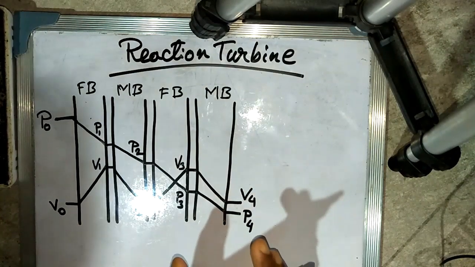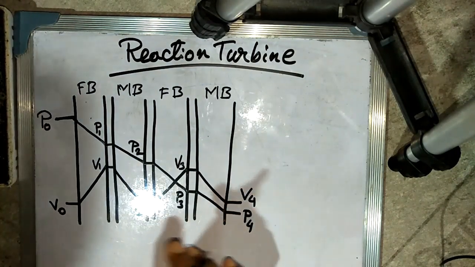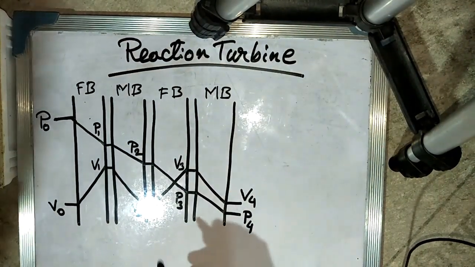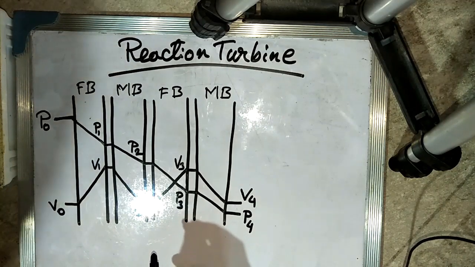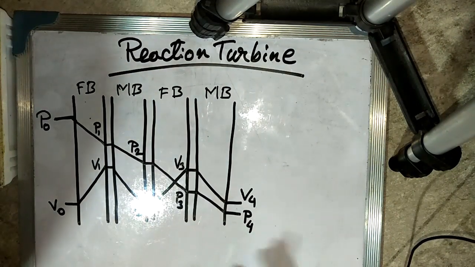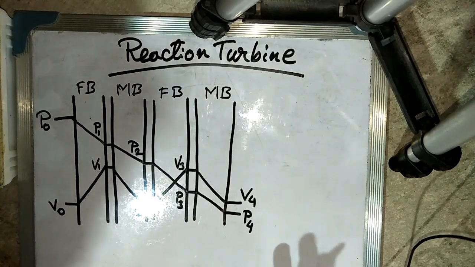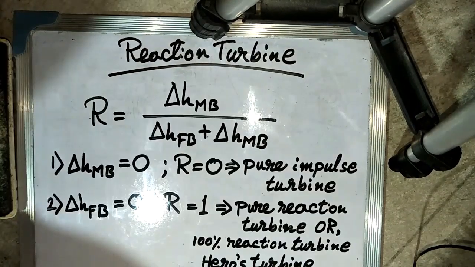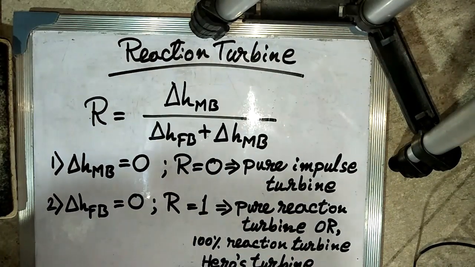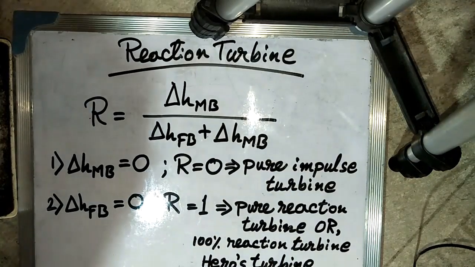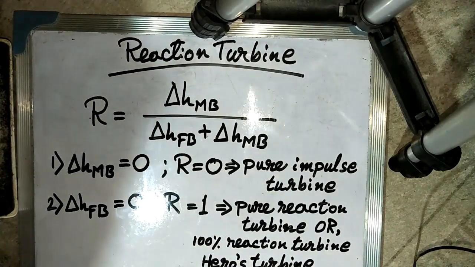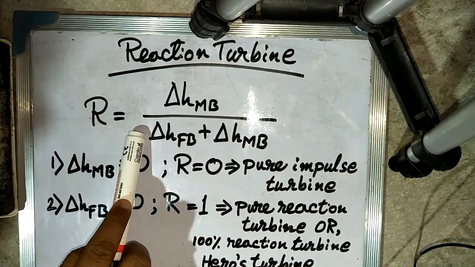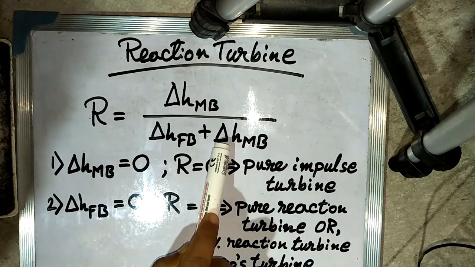So this kind of turbine, where both impulse and reaction occur, is called the impulse reaction turbine, or to distinguish it from the impulse turbine we can simply call it the reaction turbine. The degree of reaction of such a turbine can be defined as R equals the enthalpy drop in the moving blade divided by the enthalpy drop in the fixed blade plus the enthalpy drop in the moving blade.